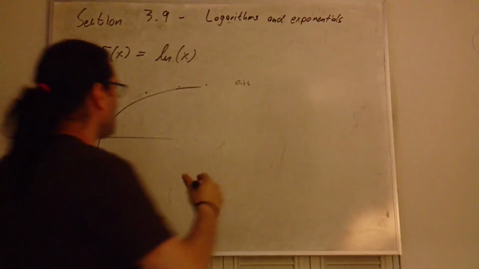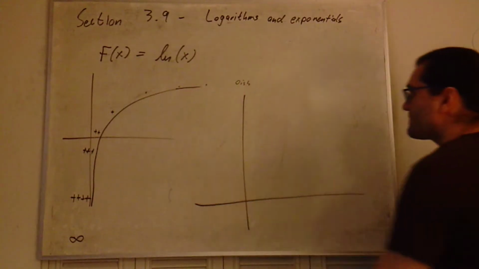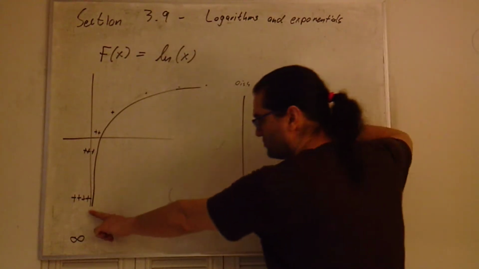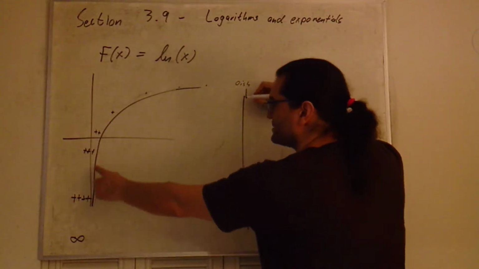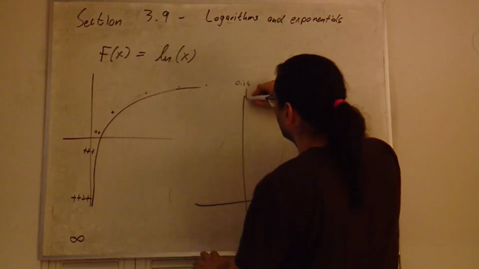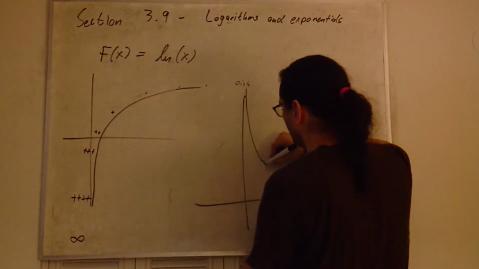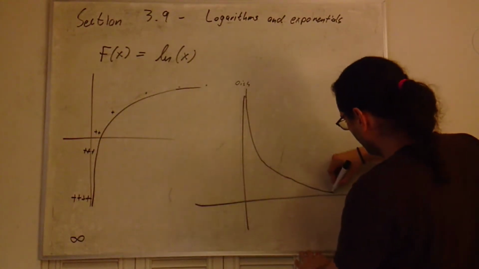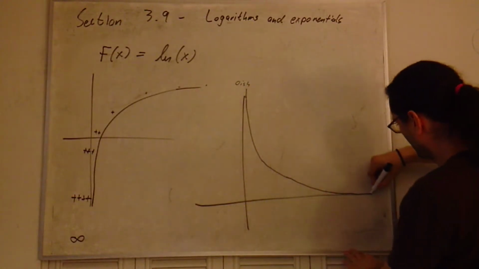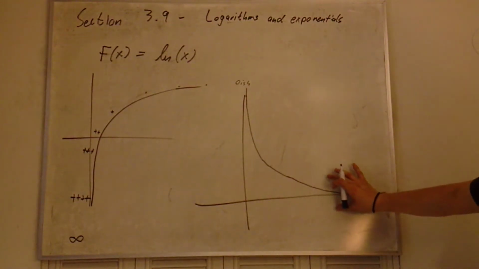So, if I want to draw a graph of the derivative, I need something that close to the axis is going to be almost infinitely large, but decreases pretty swiftly through here, starts to flatten out, starts to get close to zero, gets really, really close to zero over here.